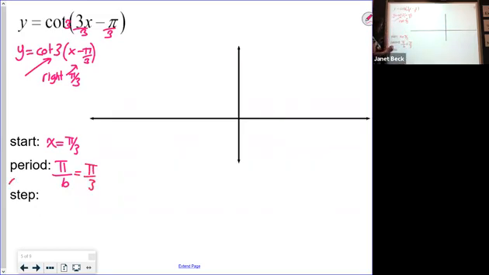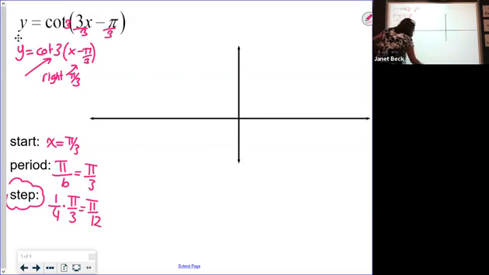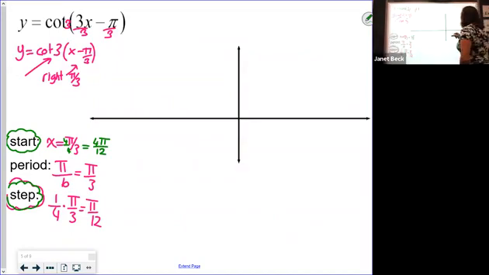And I have to divide that into 4 steps. So I want 1/4 of that period. 1/4 of pi by 3 gives me pi by 12. And just as for graphing sine and cosine, it makes it so much easier to graph if your start and your step have got a common denominator. So I can't turn 12ths into thirds, but I can say that pi by 3 is the same thing as 4 pi over 12. I've multiplied that by 4 over 4 to get 4 pi over 12. So when I'm graphing, I'm going to start at 4 pi over 12.